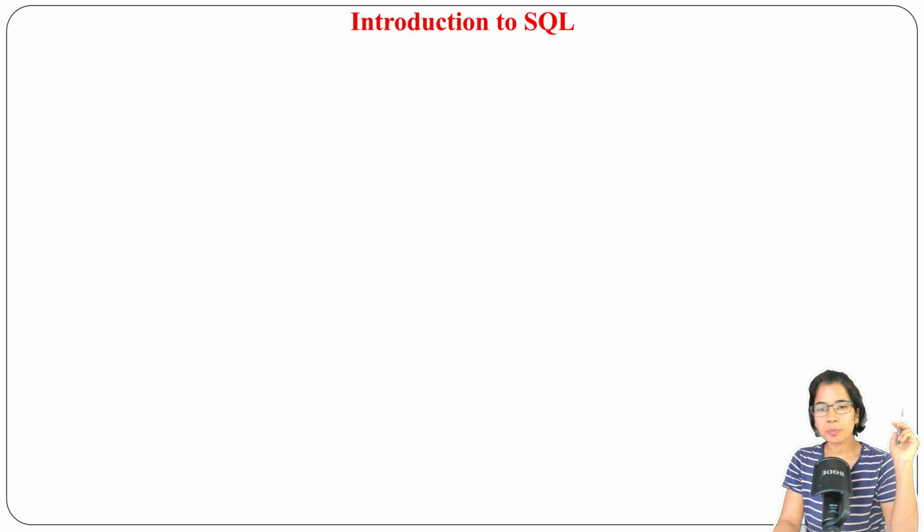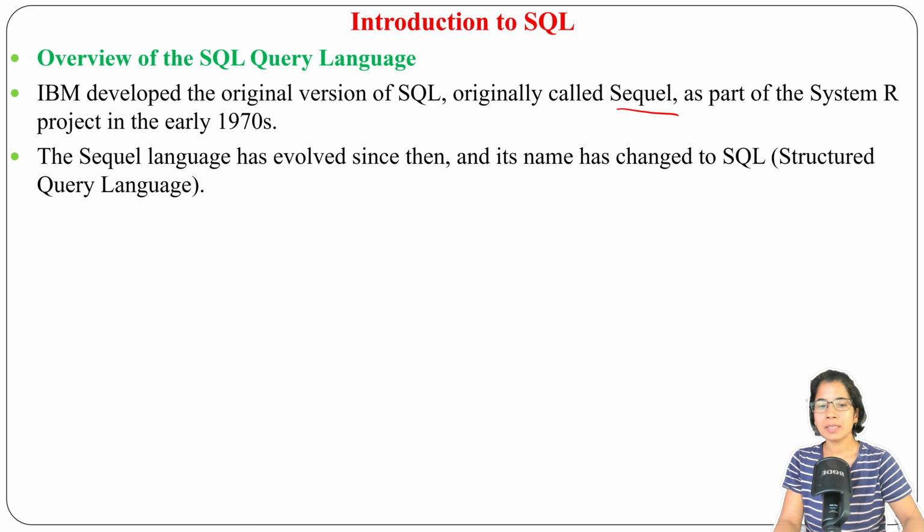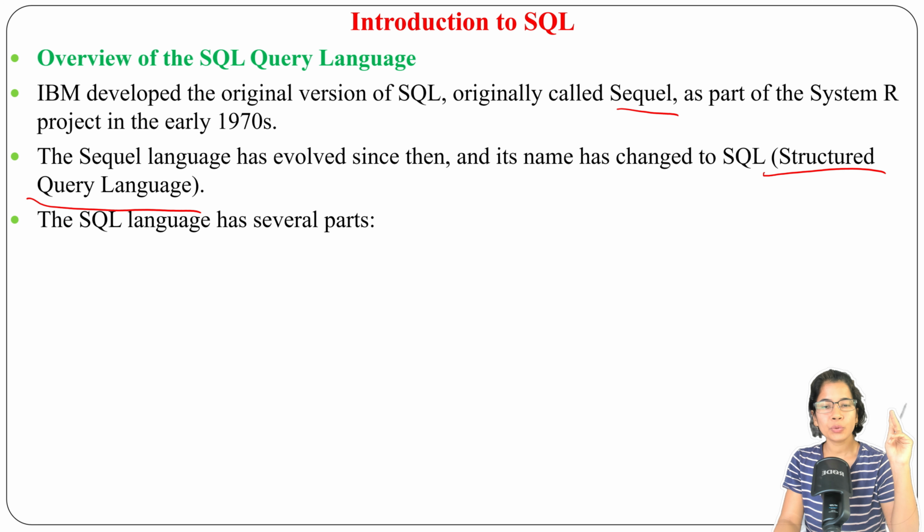SQL was developed by IBM in early 1970. Initially it was called as SEQUEL, and later it evolved and was called as SQL. SQL stands for Structured Query Language. The SQL language has different parts, mainly 2 types.